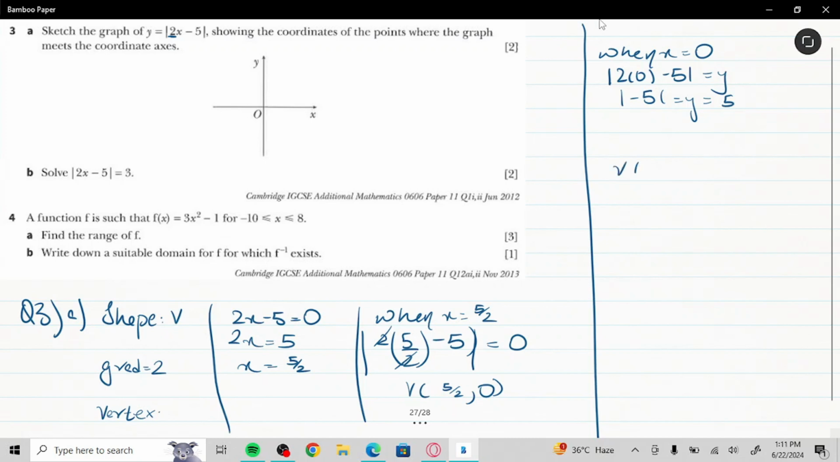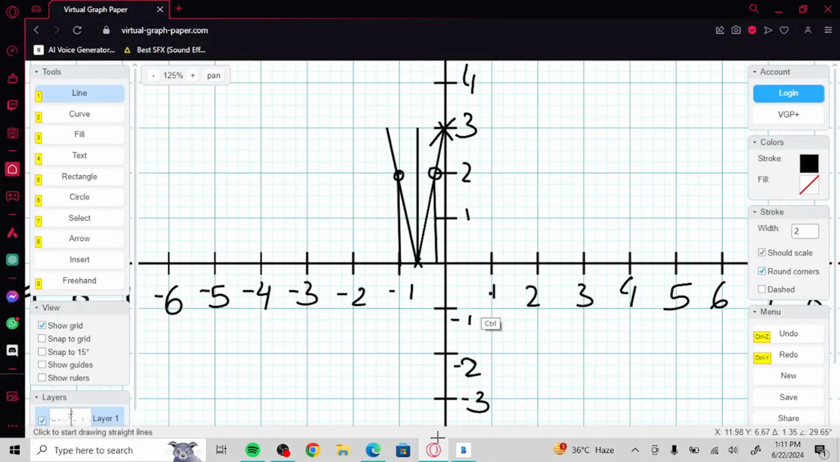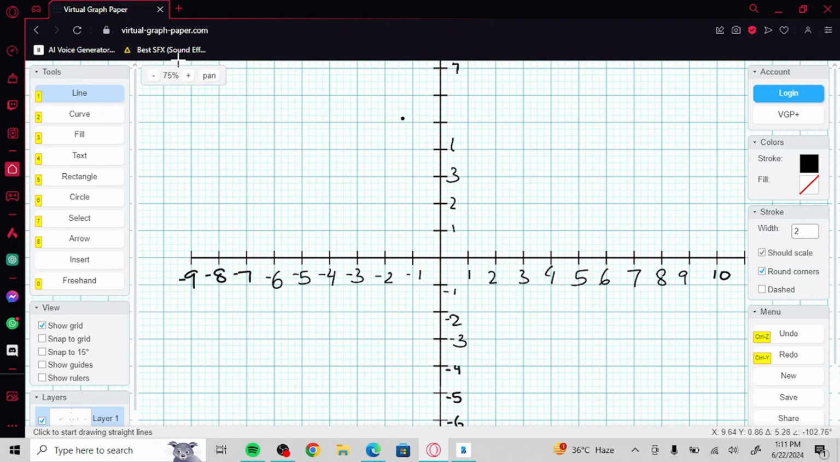So that's it. We have our vertex which is 5 upon 2, 0. We have our y-intercept which is at 0, 5. And we have our gradient which is 2, or specifically 2 upon 1, which means 2 is the rise and 1 is the run. So let me just sketch the graph for this. And for that, what we are going to do is zoom out a little bit and let me just complete this graph by 6.